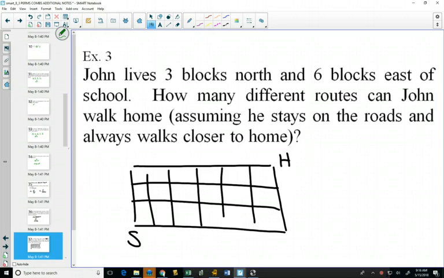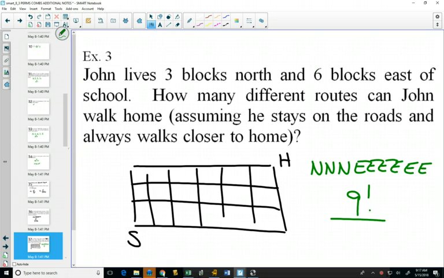So using identical objects, you could say, well, one path is walking north 3 times, and then east 6 times. So using identical objects, it would be 9 factorial over 6 factorial, 3 factorial. And we also learned how to count this one directly when we did this question to begin with.